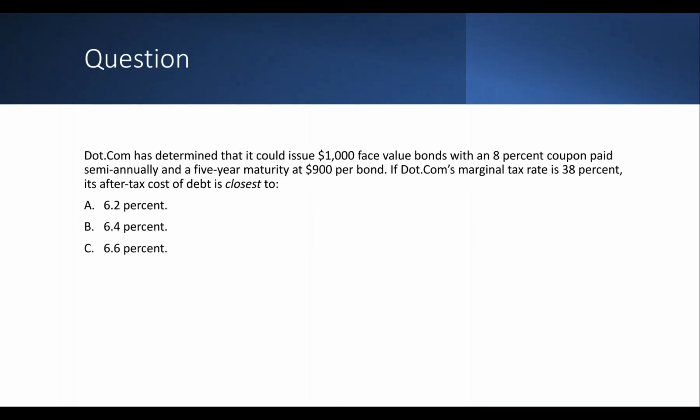Now the next one. .com has determined that it could issue $1,000 face value bonds with 8% coupon paid semi-annually and 5-year maturity at $900 per bond. If .com's marginal tax rate is 38%, its after-tax cost of debt is closest to A 6.2%, B 6.4% or C 6.6%. We did this in the previous video. You can pause the video now and solve the same for practice again and see if your calculations are correct. The correct answer is option C.